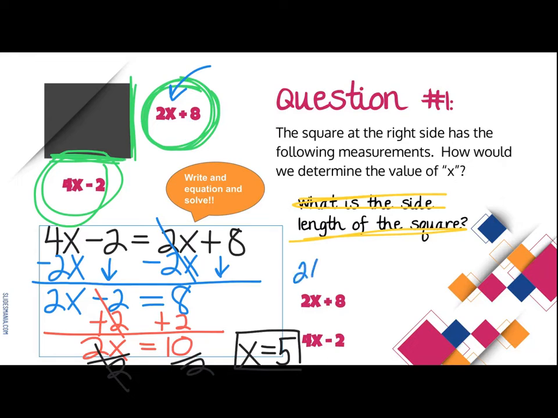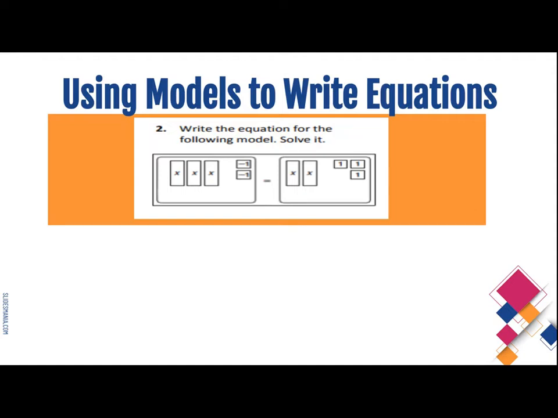So 2 times 5 plus 8. 2 times 5 is 10, and 10 plus 8 is 18. That will give us the side length of the square. So all around, the side is 18 units. Each side of the square is 18 units. We could also use 4x minus 2, and we would also get 18. Make sure you know how to do this question because we're going to have you practice something similar to it in a little bit. Question number 2, using models to write equations.